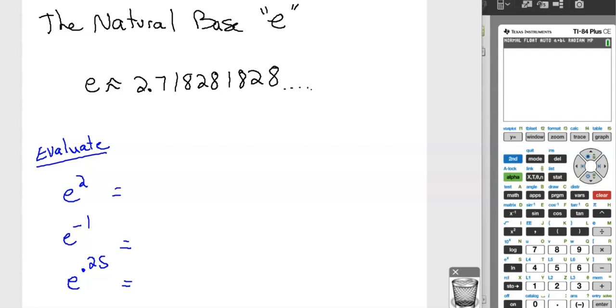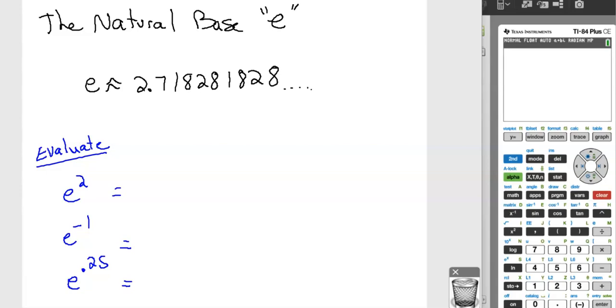This is 5.1 exponential functions. This is part 2, so make sure you go back and watch part 1. Part 2 is still dealing with exponential functions, but it goes into a slightly different application. Earlier in 5.1, part 1, we were just graphing exponential functions, talking about the growth and decay functions.